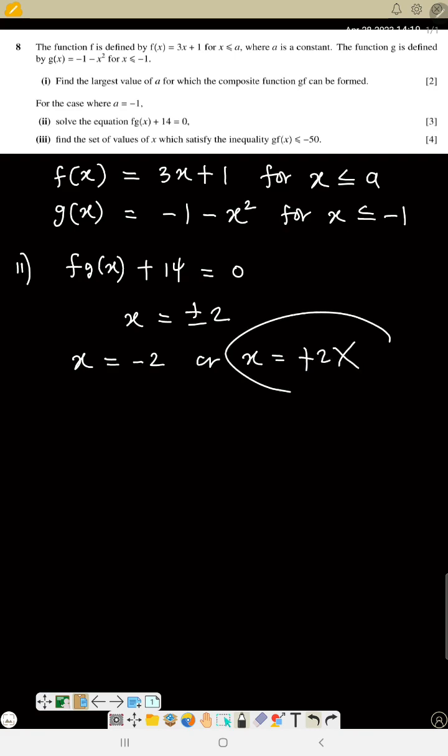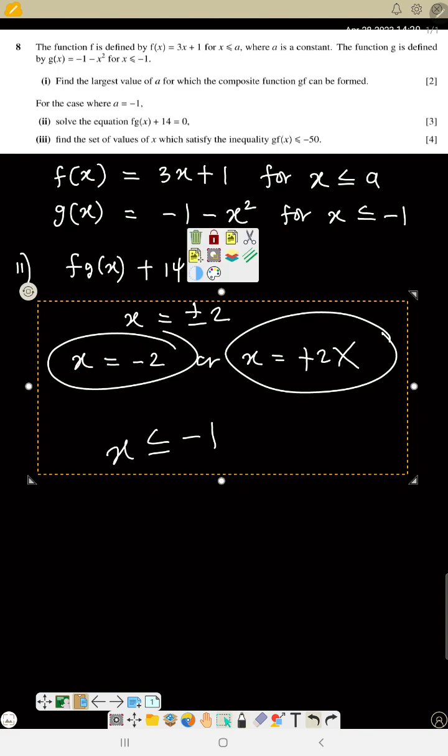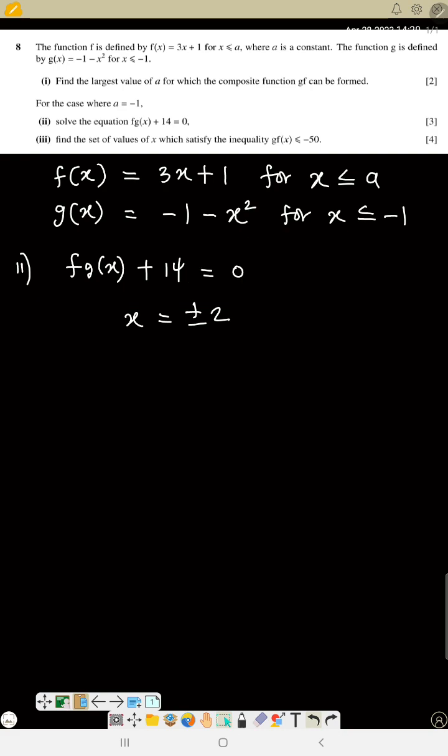So I will ignore this because in the question it is for S less than or equal to -1. So the answer I will pick is S equals -2, because it's the one that is less than or equal to -1. So the answer is S equals 2. So that is the answer. Sorry, the answer is S equals -2. So now the third one.